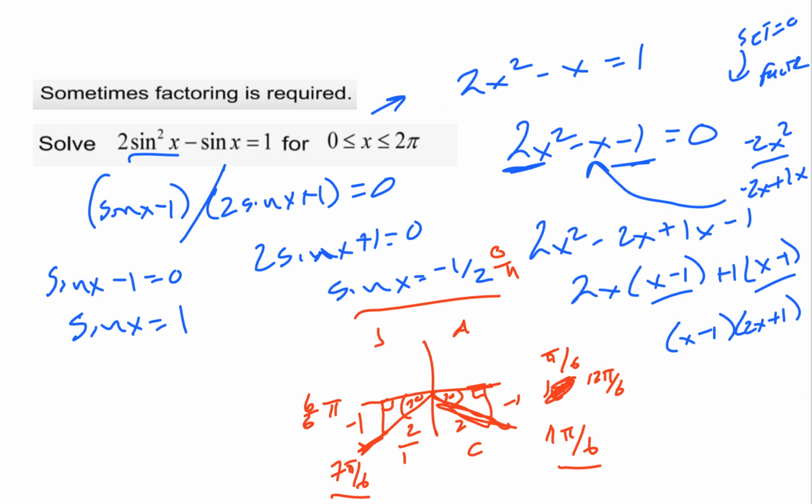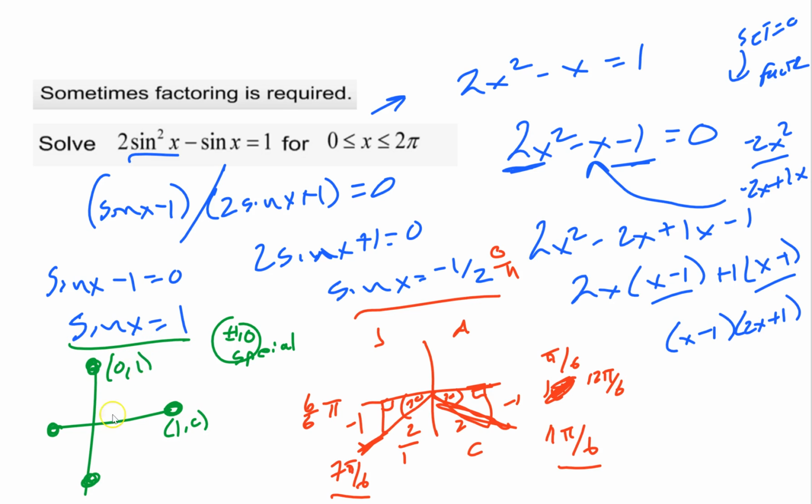Now this one's a little trickier. Plus or minus 1 and 0 are special. It's a unit circle. They don't have a chart. They have points. So you remember where sine's y at. Here is 1, 0, 0, 1, negative 1, 0, and 0, negative 1. Sine is the y value. So it's right here at pi over 2.